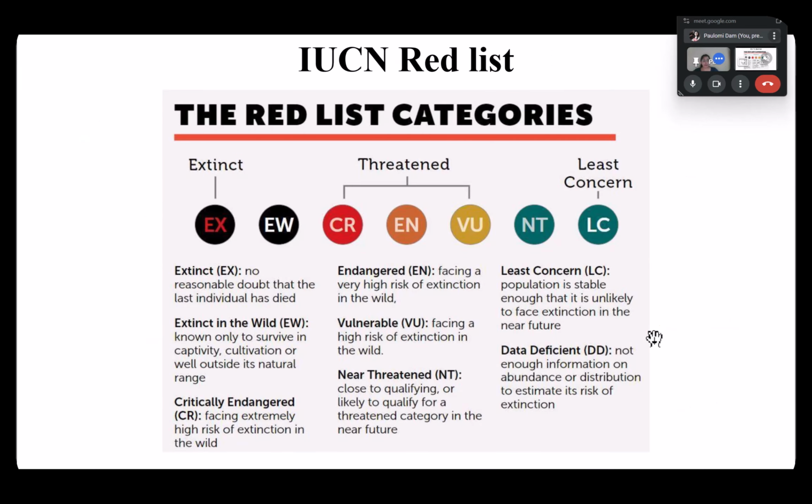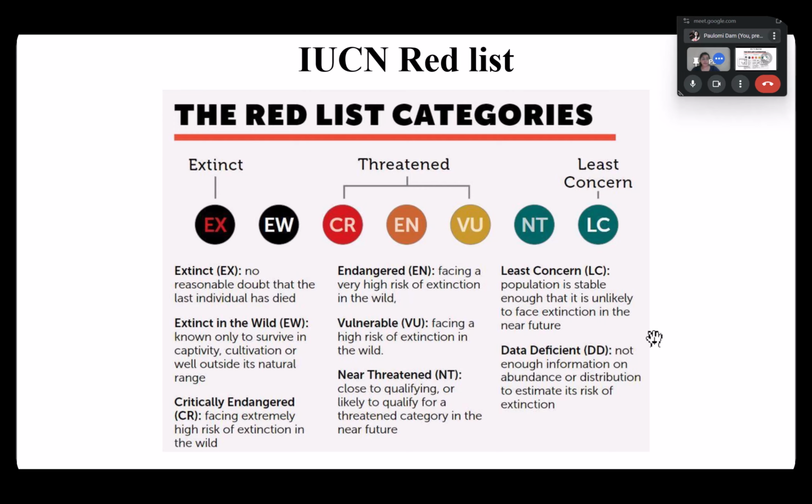Now, anytime you talk about conservation of wildlife, the first word is: is it endangered? So what exactly does endangered mean and where does it come from? The word endangered, or the classification of endangered, comes from the IUCN Red List.